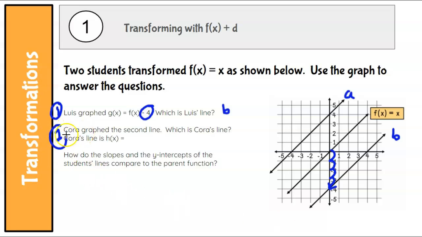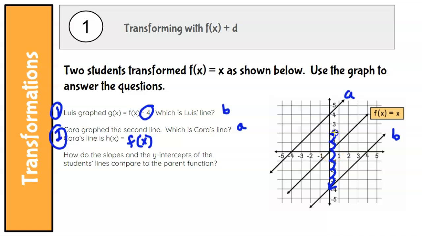Second question, Cora graphed the second line. Which is Cora's line? Well, it has to be A, right? Cora's line is h of x. So what would hers be? Well, it would be f of x, and then what did we do to the original parent function to get line A?